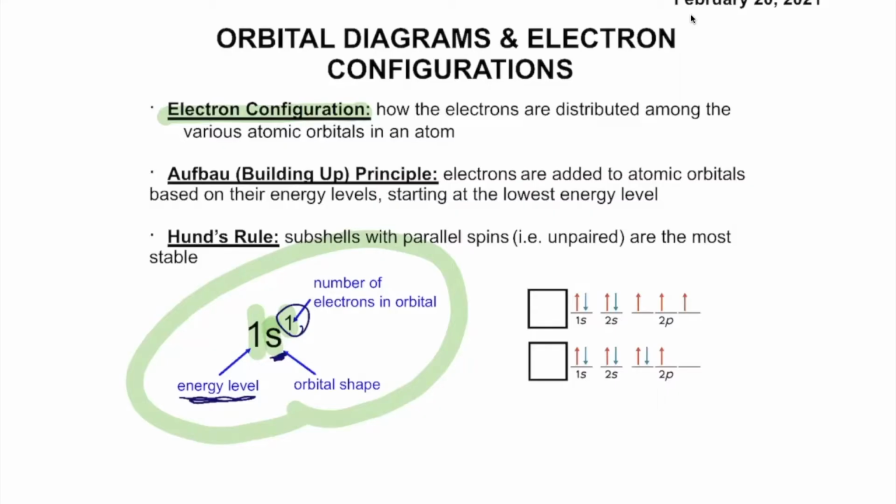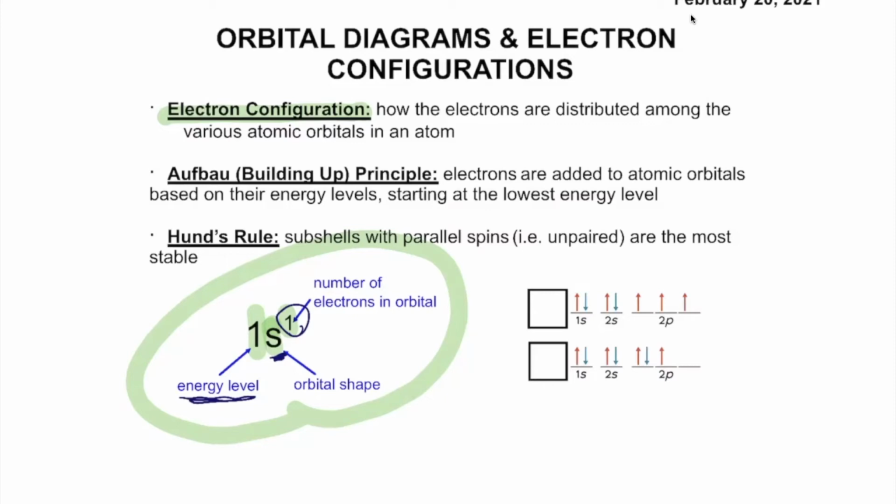The second piece of information that we need to think about is Hund's rule. And Hund's rule tells us that subshells with parallel spins are the most stable. Another way to say Hund's rule, for orbitals that are equal in energy, the shells need to be half filled completely before we go back and start putting a second one in.